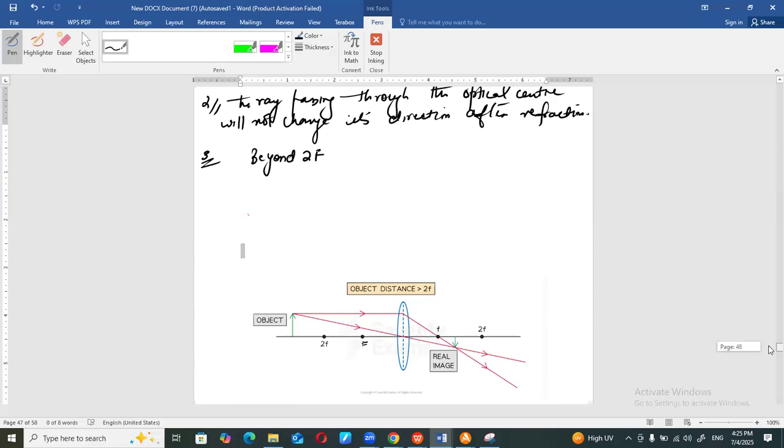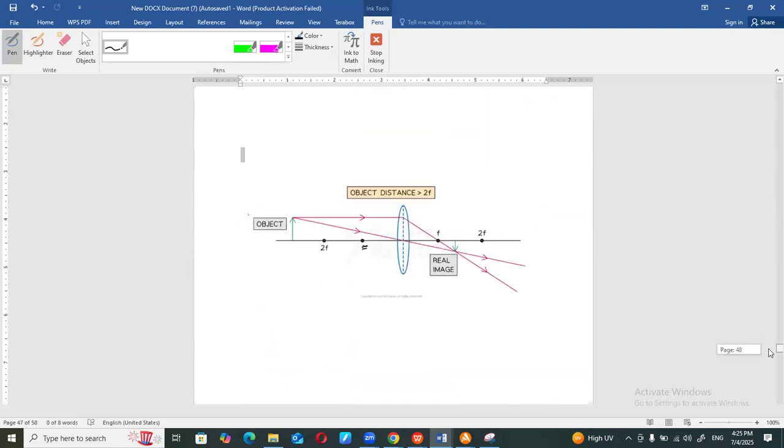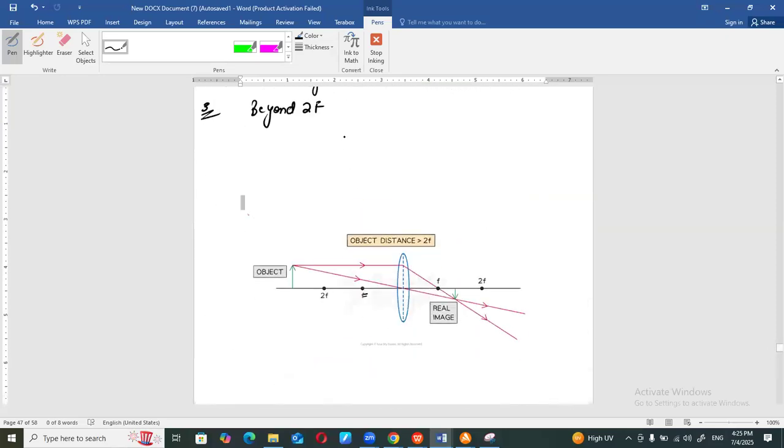Now, where the image is formed, this is interesting. If I write the characteristics: image position is between F and 2F, right? And what is the size of the image? Diminished, real and diminished. Why real? Because it's inverted. Diminished means very small, right?